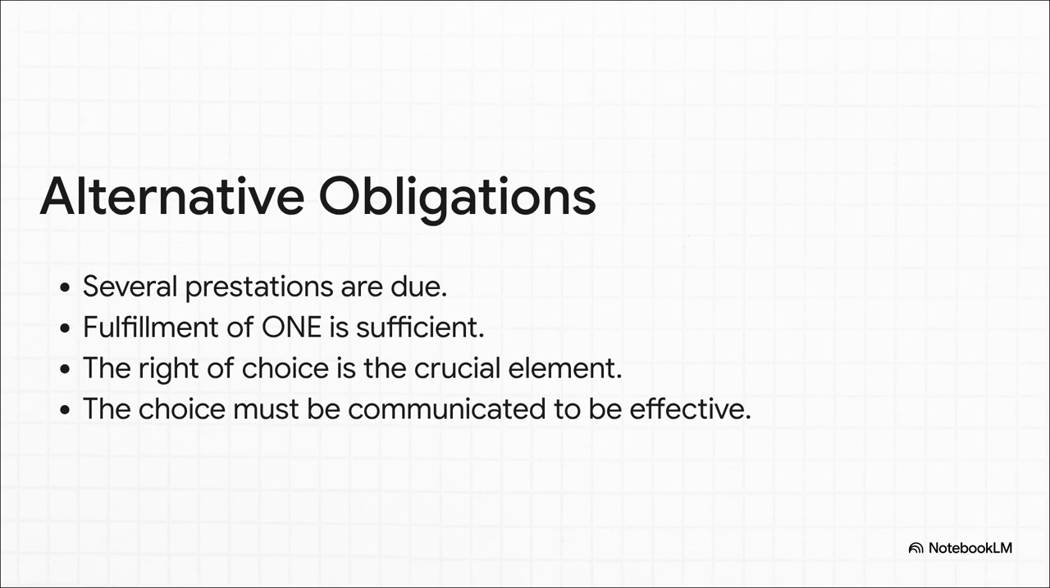So let's make this real. Imagine I owe you something, and I say I will give you my laptop or my phone or my tablet. In the beginning, all three of those are technically due. But the second I choose one, let's say I pick the phone, and I tell you that's my choice, the obligation totally changes. Now I just owe you the phone. And that communication piece is absolutely critical. If I don't tell you my choice, it has no legal effect.